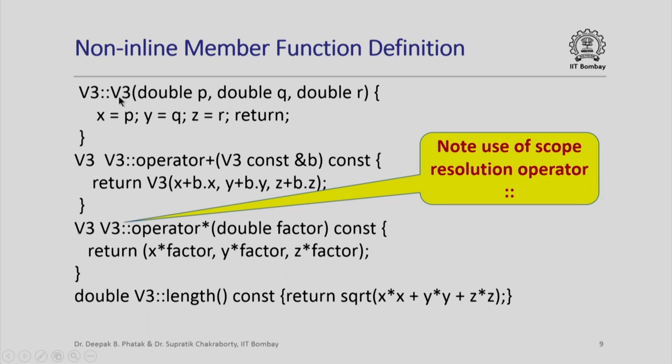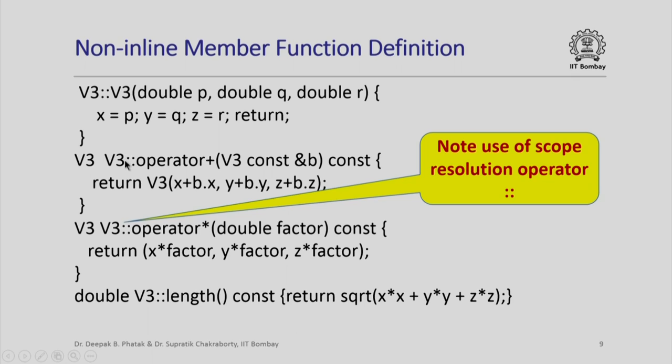Here it is, the constructor function v3, but I have to add before it the scope resolution operator and the name of the class. So this is basically saying, here is the definition of the member function v3 of the class v3, and this is exactly the definition that we want.